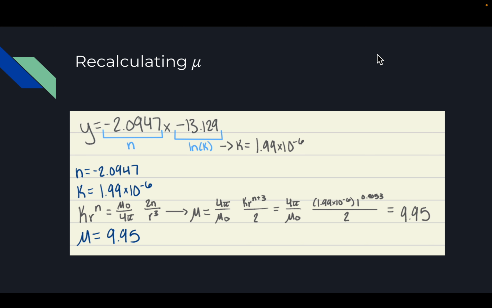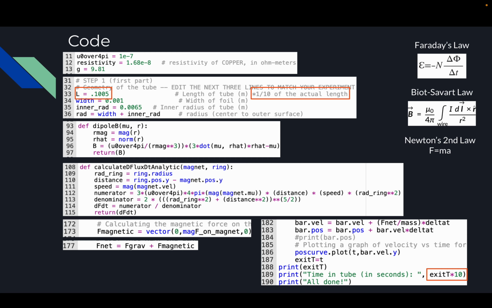In lab 4, the way I calculated the magnetic dipole moment was incorrect, so I redid it with this work shown, and I got 9.95 to be my magnetic dipole moment.